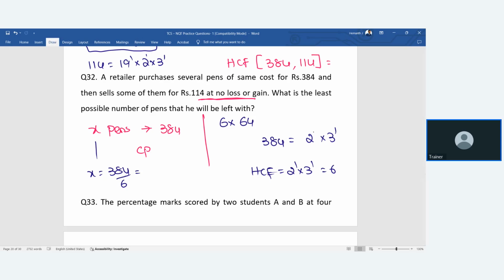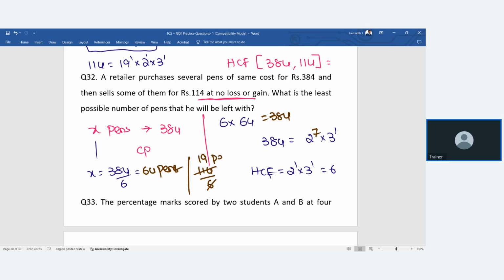Power is 2 power 7. Fine. Now, here how many pens are there? 64 pens. How many he sold is 114 divided by 6. Okay, so we got 19 sold. What is the least possible number of pens he's having? Out of 64, 19 pens sold.